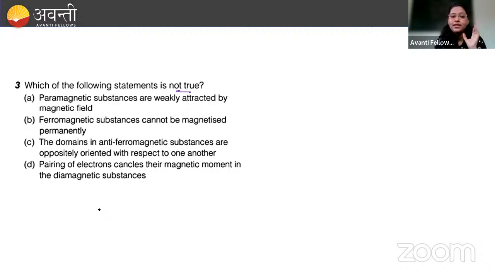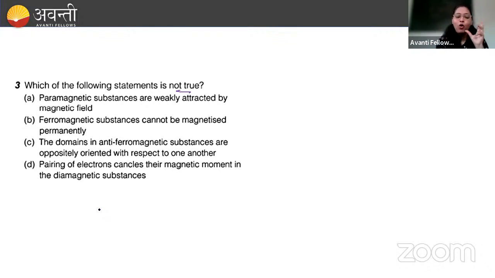Third, the domains in the antiferromagnetic substances are oppositely oriented with respect to one another. Yeah, this is again true. Fourth one is what? Pairing of electrons cancels their magnetic moment in diamagnetic substances. Yeah, this is also true. Why do diamagnetic substances not have any magnetic moment? Because the electrons are completely paired, and due to their pairing, they cancel the magnetic moment of each other, and that's why they do not show any kind of magnetic moment. Right? Any doubt in this?